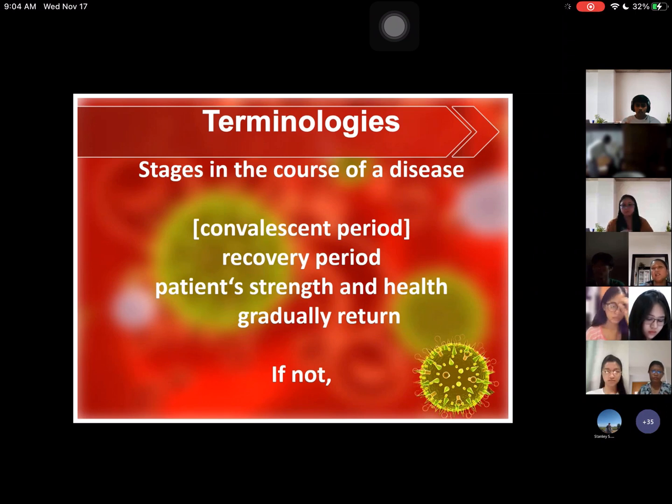So these are the stages in the course of the disease. We have the first, the incubation period; second, the prodromal period or stage; third, the period of illness or stage of the illness; and then the last will be the recovery period or the convalescent period.